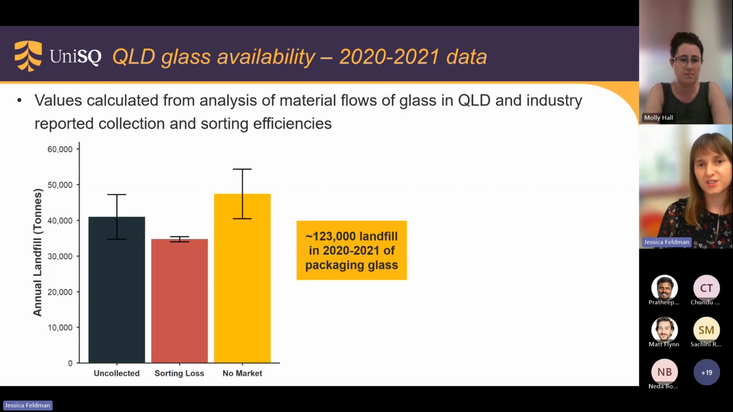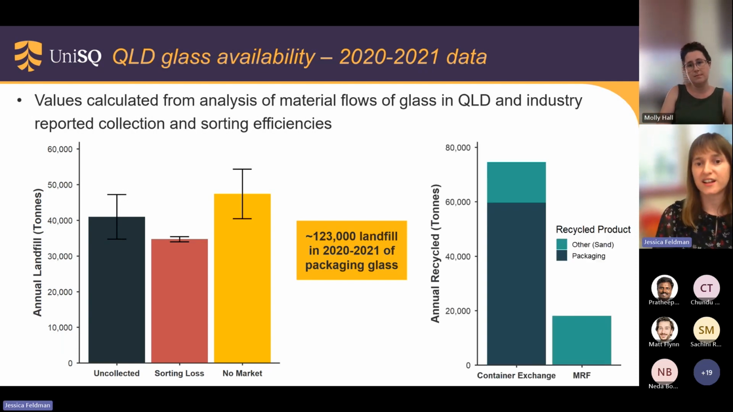And from talking to MRF operators and industry, a lot of what we're hearing is that they have this glass product that they could be separating out, but there's just no one there who wants it, no one willing to buy it. And this is why I've classified that as no market. That's a real opportunity for circular economy, because the technology is already there, and we can get that if we can find a use for it.